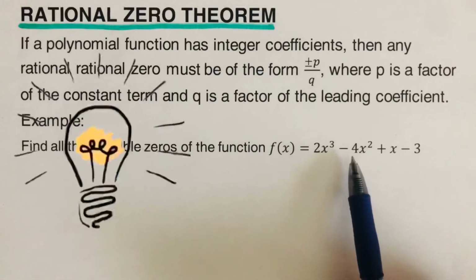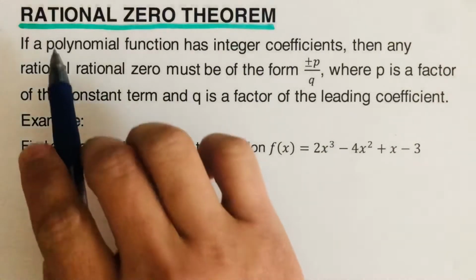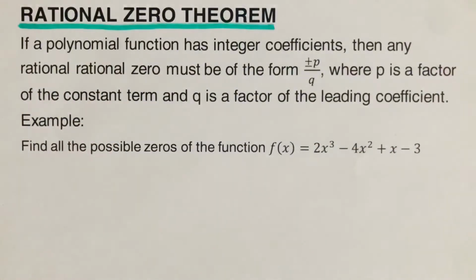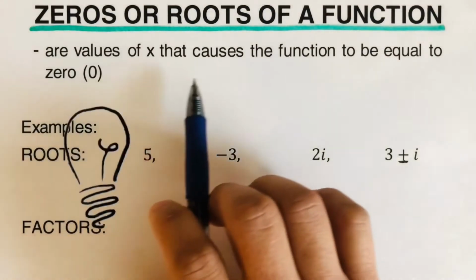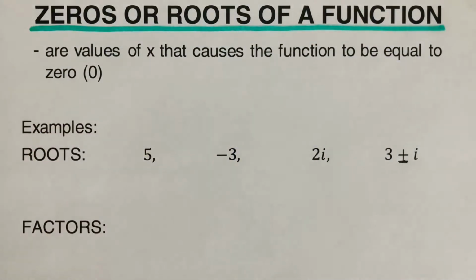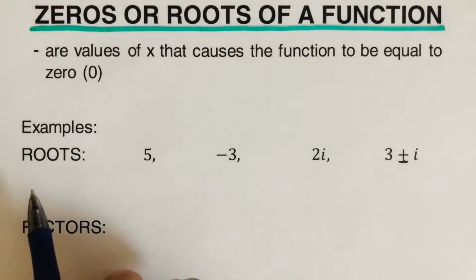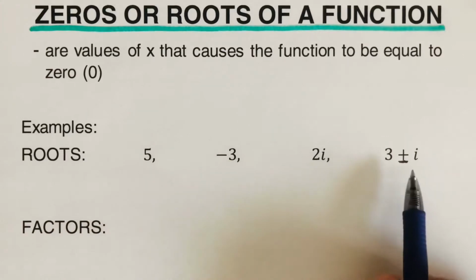Before we jump into this example and go into the details of this theorem, let's have a review on zeros or roots of a function. Zeros or roots of a function are values of x that cause the function to be equal to 0. Now, there are some notations for how roots are written in some problems. In some problems, they write it this way: the roots are 5, -3, 2i, 3 plus or minus i.